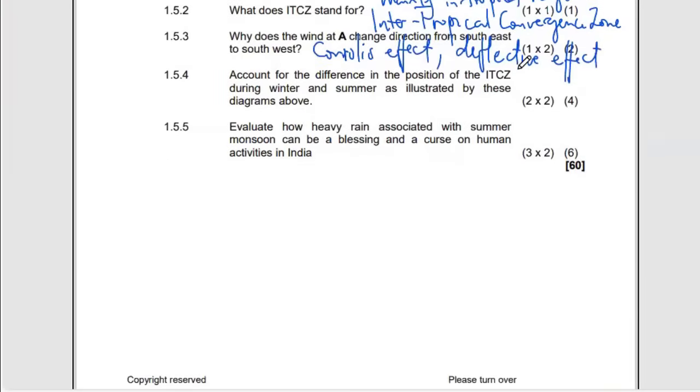Evaluate how heavy rain associated with summer monsoon can be a blessing and a curse on human activities in India. How are Indians blessed and how are they cursed by the summer monsoon? Right, we understand that during the summer monsoon, it brings in heavy rainfall. So we are saying, how is heavy rainfall a blessing, and how is it a curse to the people of India? A blessing, we are saying the positive. How is heavy rainfall a positive phenomenon for the people of India?